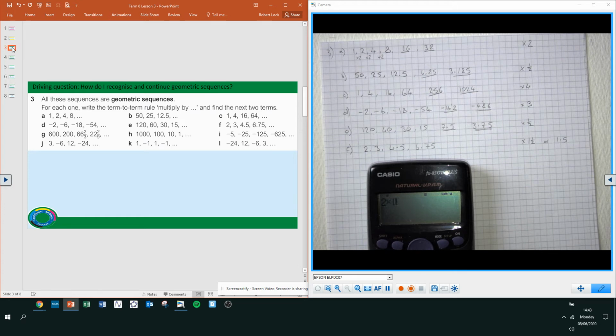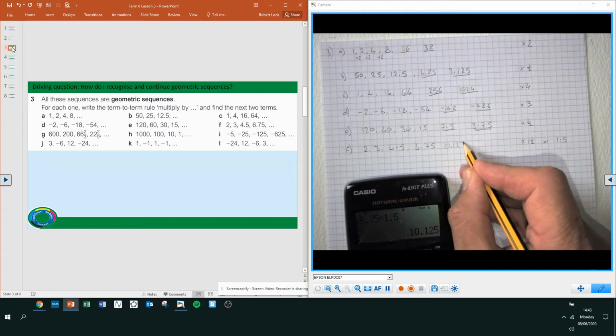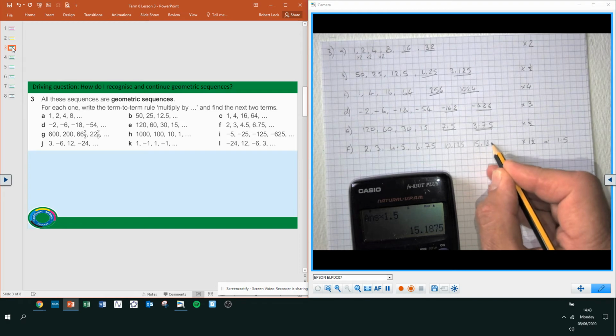2 times 1.5 is 3. That's what we got. Times 1.5 is 4.5. What we got there. Times by 1.5, 6.75. Times by 1.5. 6.75 times by 1.5 equals 10.125. Times 1.5 equals 15.1875.